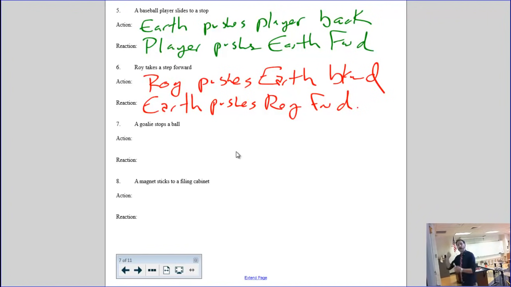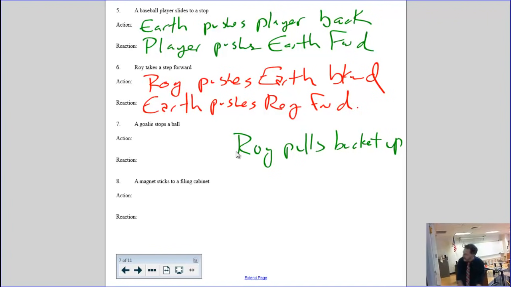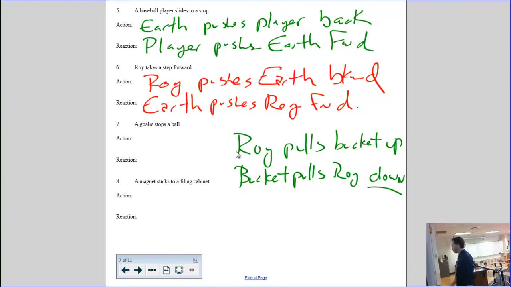All right, let's do another example. Let's do pulling a bucket up out of a well. In that example, Roy pulls the bucket up, and the reaction is the bucket pulls Roy down. The big thing I want you to be aware of here is they're both pulls. Okay, so that's the deal.